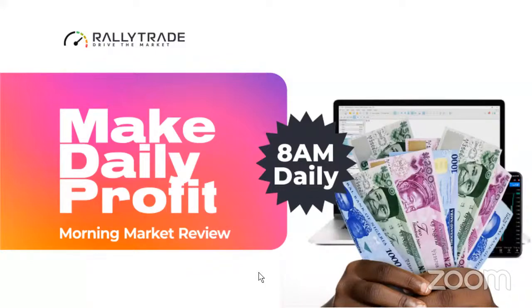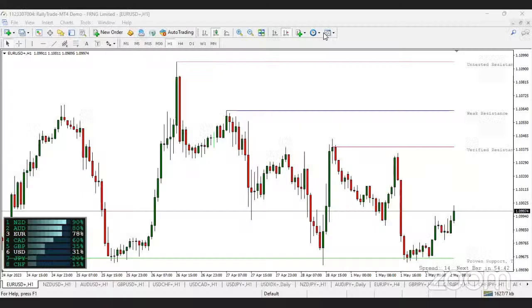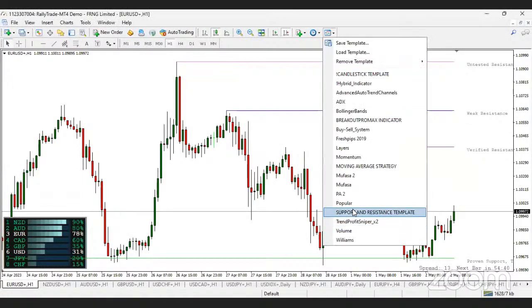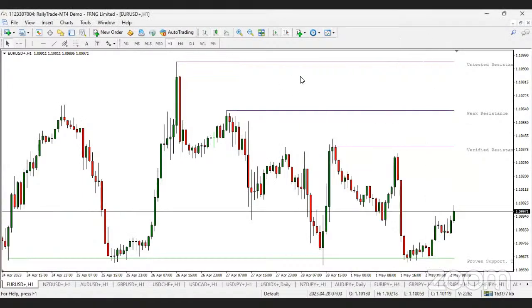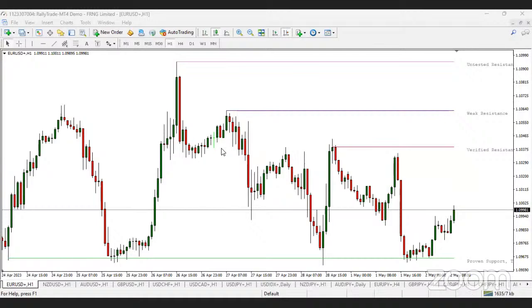So, what do we have for today? Let's start our journey from the fundamentals. Just loaded my MT4, and let's check what we have on fundamental analysis.